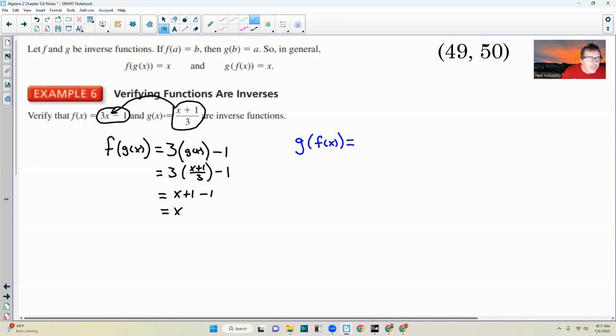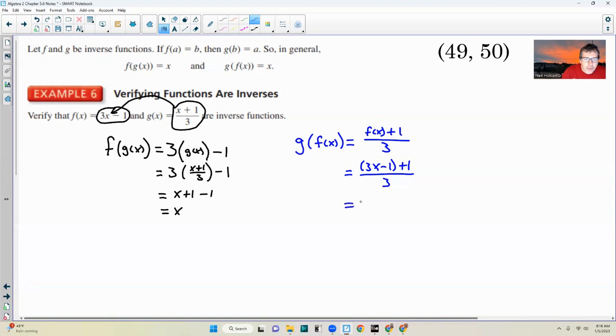So now I'm doing g of x. Instead of putting x here, I'm going to put f of x where the x was, plus 1 divided by 3. So g of f of x is, now I'm going to substitute in f of x. Well, what is f of x? It's 3x minus 1. I'll put that in parentheses so we can remember where it came from. So 3x minus 1 plus 1 over 3.